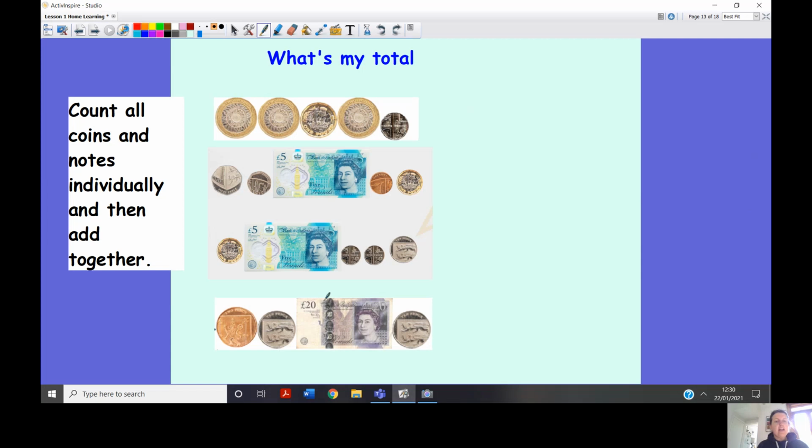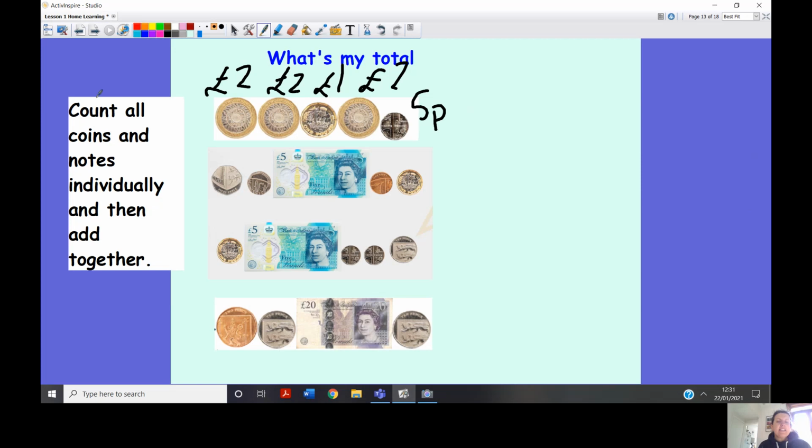the top one. And of course, as I've said, we don't have. Oh, I do have a £2. Anyway, let's count all the notes individually and then together. What is this? What is this? This is a £2 coin. This is a £2 coin. This is a £1 coin. This is a £2 coin, and that is a 5p coin.